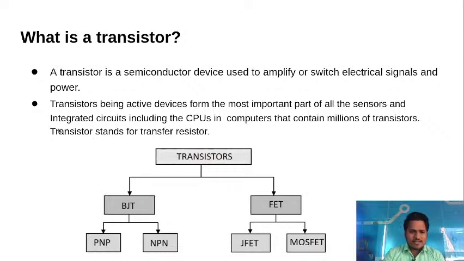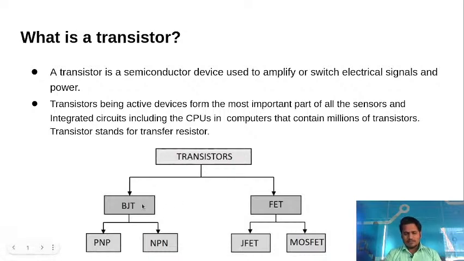Okay, so the transistor, being an active device, forms the most important part of all the sensors and ICs. In every IC you can find transistors. Even in the CPU there are millions of transistors. And here you can see the classification. Basically there are two types of transistor, BJT and FET.